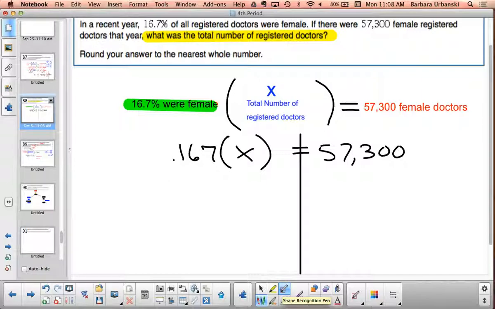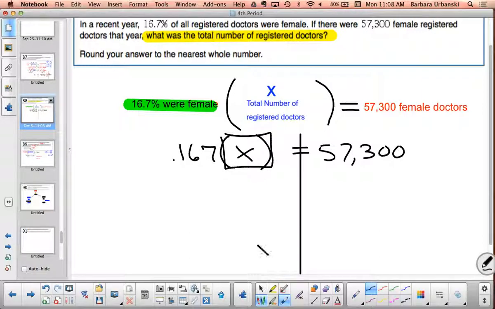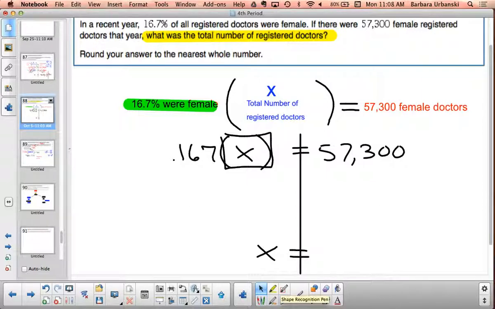So we will draw our line, separating the left side of the equation from the right. Next, we would be isolating our variable. We want that X all by itself because at the end of the day, X is going to equal some number. And that number is going to be the total number of registered doctors. So when I have 0.167, that's my coefficient to my variable. To get the X by itself, we always divide by the coefficient to the variable. Whatever I do to one side, I do to the other.